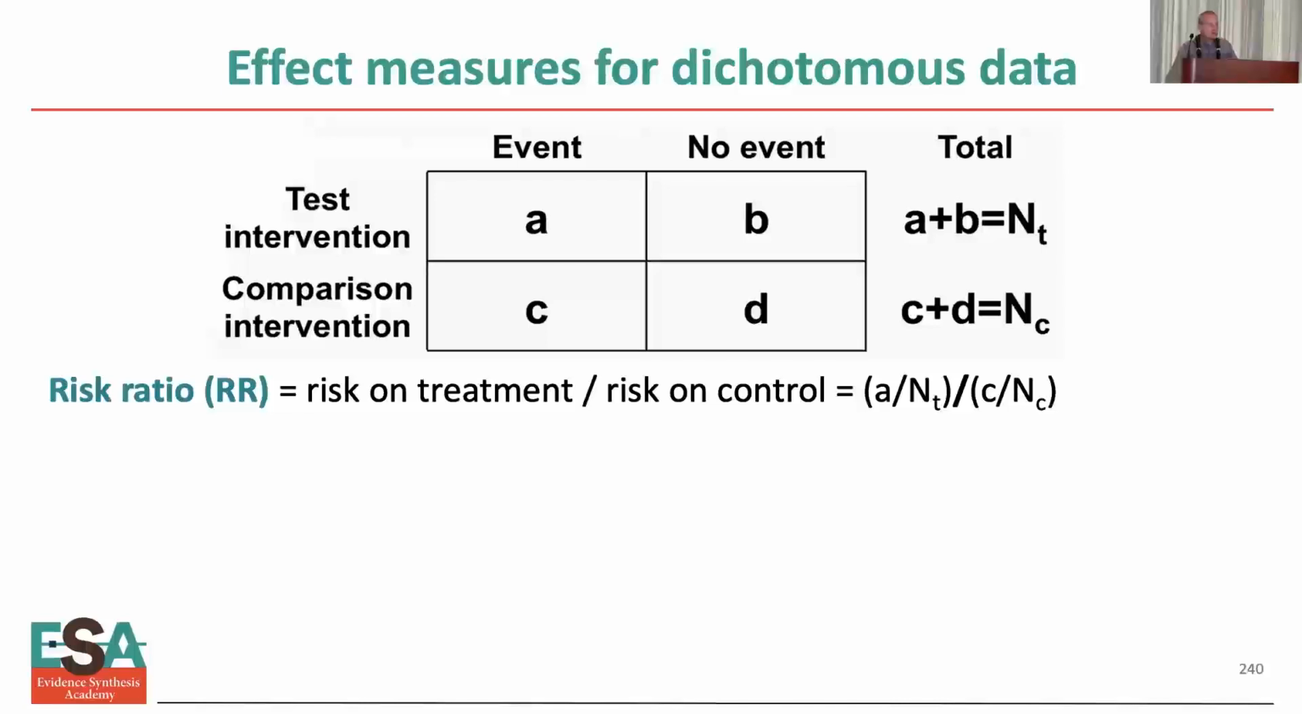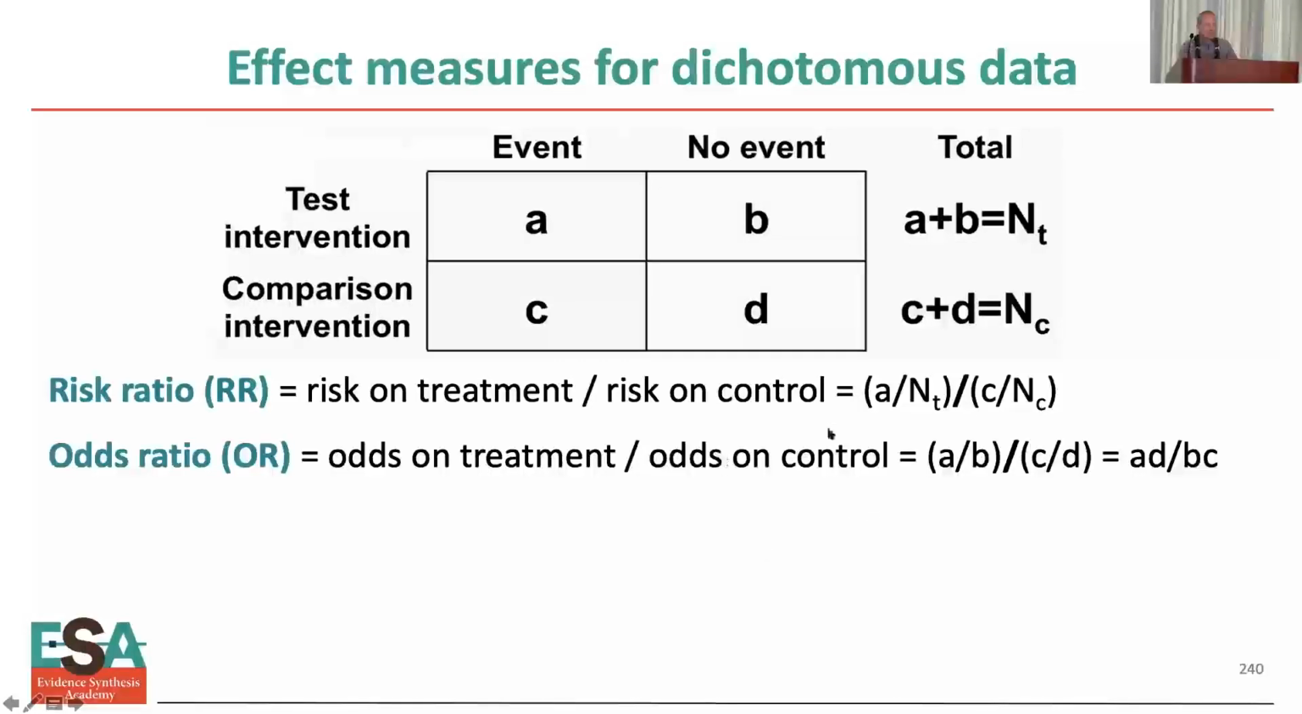So the first one is the risk ratio, which says basically what's the rate of events in the test group compared to the rate of events in the control group. And so the rate of events in the test group is A over NT, and the rate of events in the control group is C over NC. And we take the ratio of those two, and that's called the risk ratio.